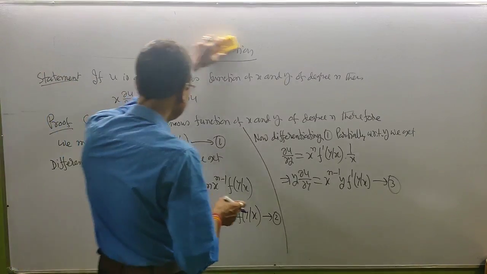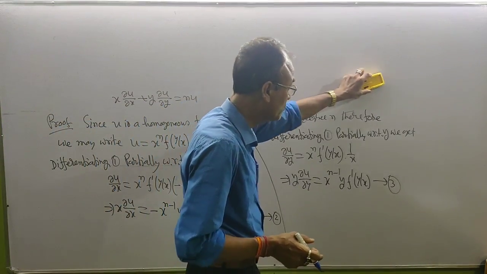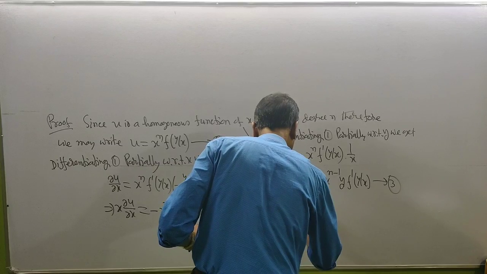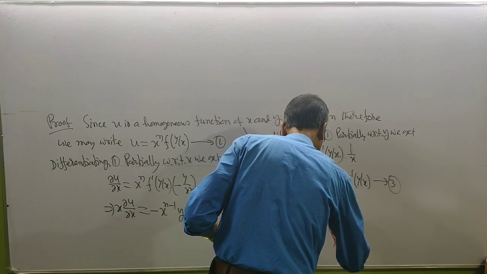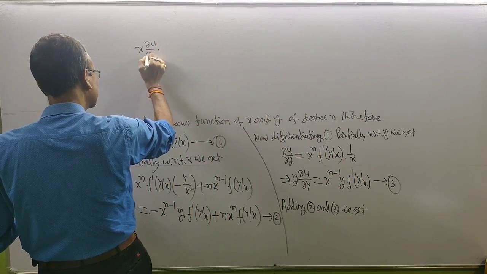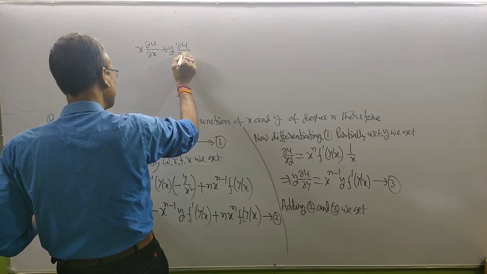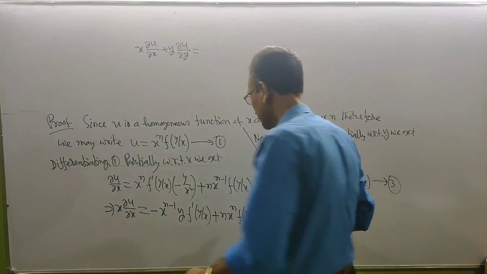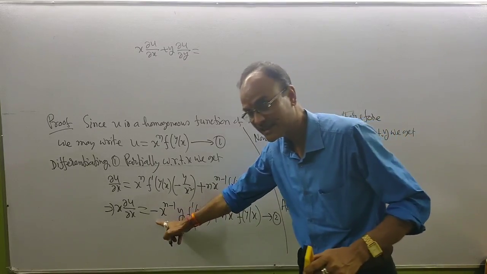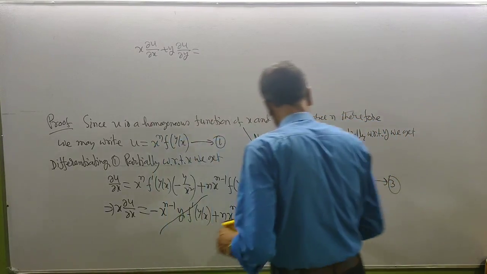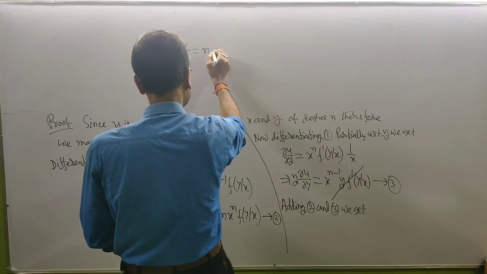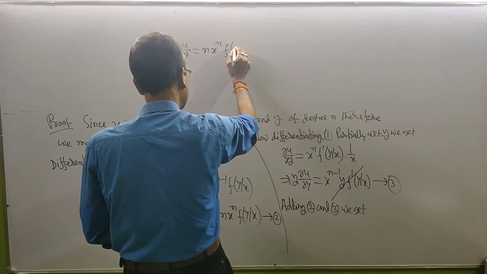Now, adding 2 and 3, we get x del u by del x plus y del u by del y equal to x to the power n minus 1 y f dash y by x minus x to the power n minus 1 y f dash y by x, which cancels to zero, plus n x to the power n f of y by x.